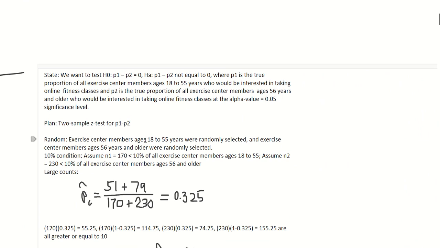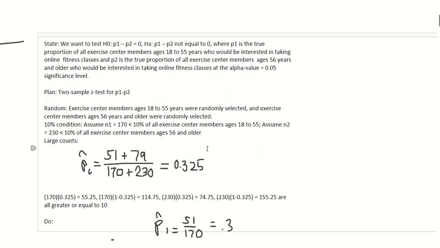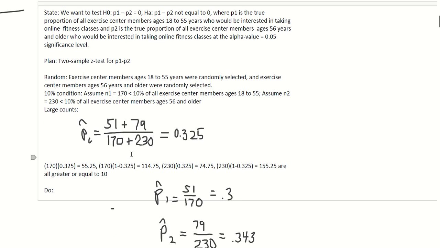Exercise center members ages 18 to 55 years were randomly selected, and exercise center members ages 56 years and older were randomly selected. So we meet that condition. The next condition is the 10% condition.